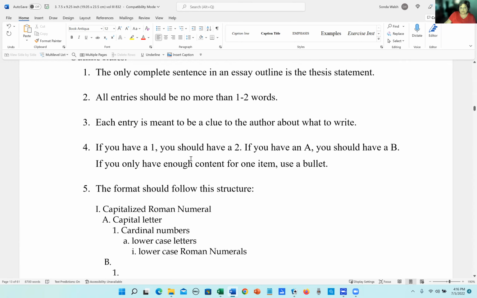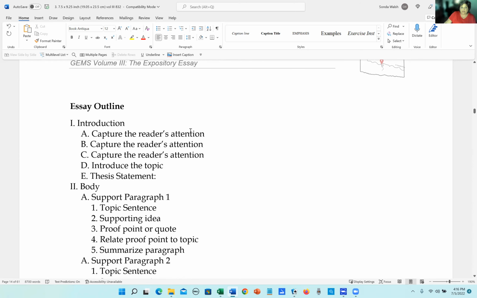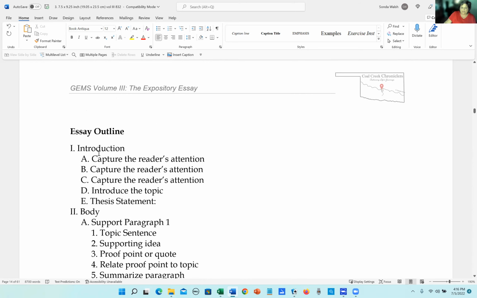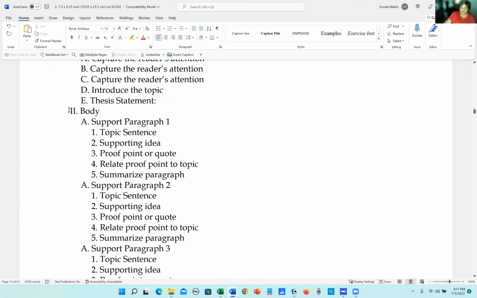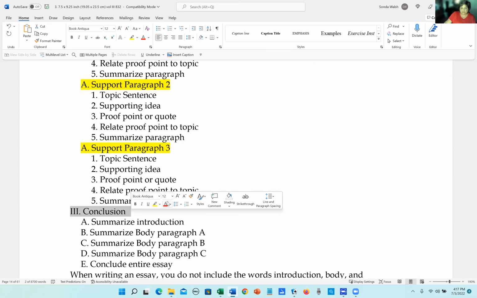Okay, so these are just some overview rules. Now here is the essay outline, the way that I want you to write it. Let me explain. When I have my students write an essay, we always start out with a 25 sentence essay. Number 1, the introduction, that's 1 paragraph. Number 2, the body, that's 3 paragraphs. So support paragraph A is 1 paragraph, support paragraph B is 1 paragraph, support paragraph C is 1 paragraph, and the conclusion is 1 paragraph.